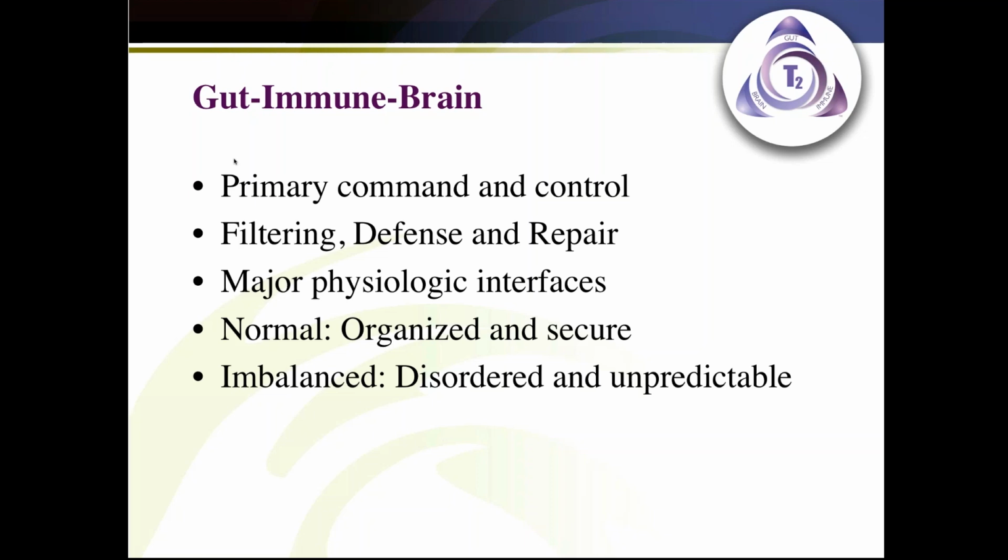So all of this information is occurring in the gut-immune-brain axis, physically located in that gut-immune-enteric nervous system complex. And when you look at the ways in which exposures affect the body, a lot of that is filtered through this particular system.